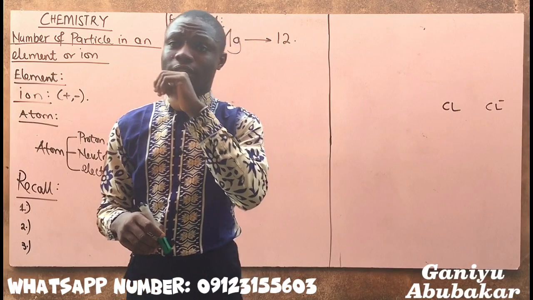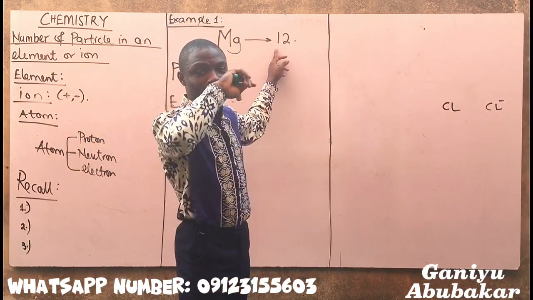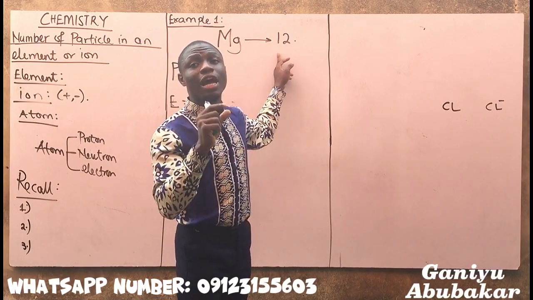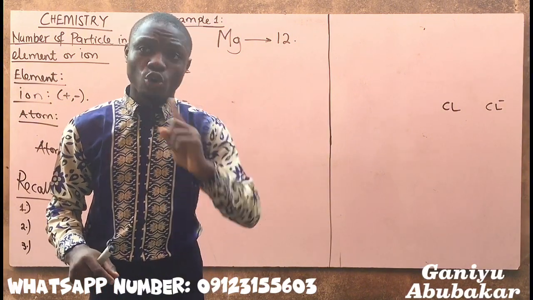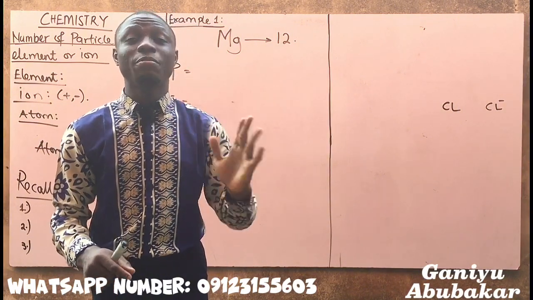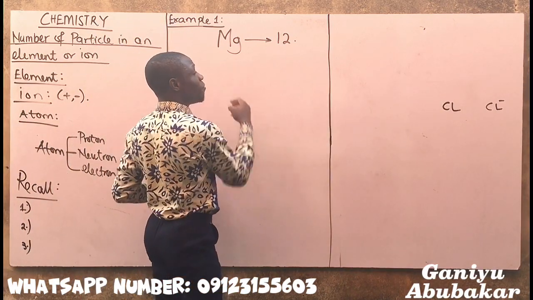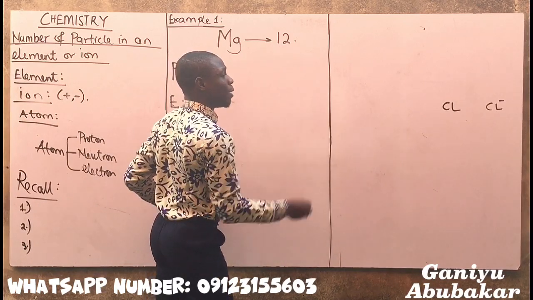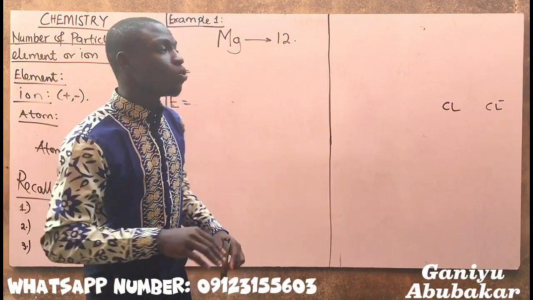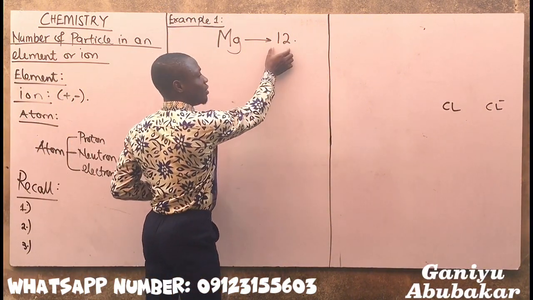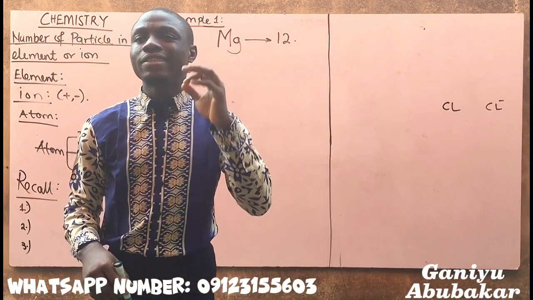I want to give you something to note. The atomic number of an element is equal to the number of protons in an atom of that element. Very, very important. So if I'm saying that magnesium has the atomic number 12, it means that the protons are 12 automatically. That's it. It's constant. So the atomic number of an element is equal to the number of protons in an atom of that element.